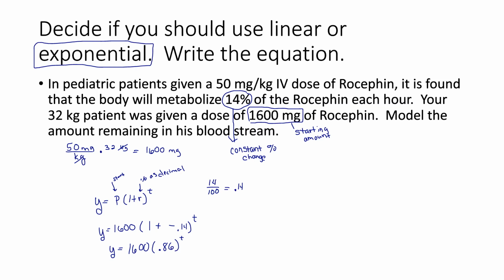That is how we approach word problems. We are looking in word problems for whether or not it gives us a constant percent or a constant rate of change. So rate of change goes with linear, percent goes with exponential. We are really just looking for those keywords in a word problem to help us set up our equation.